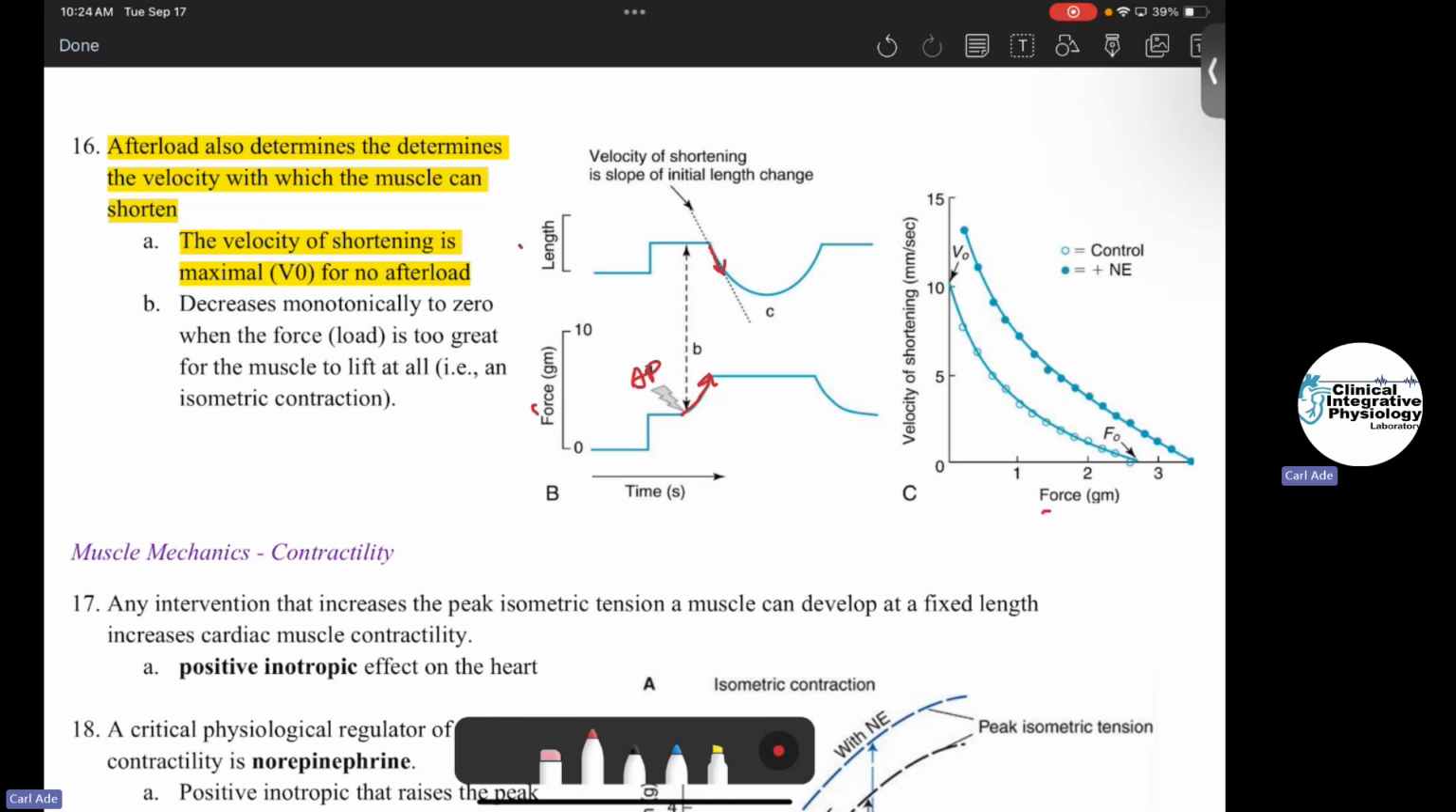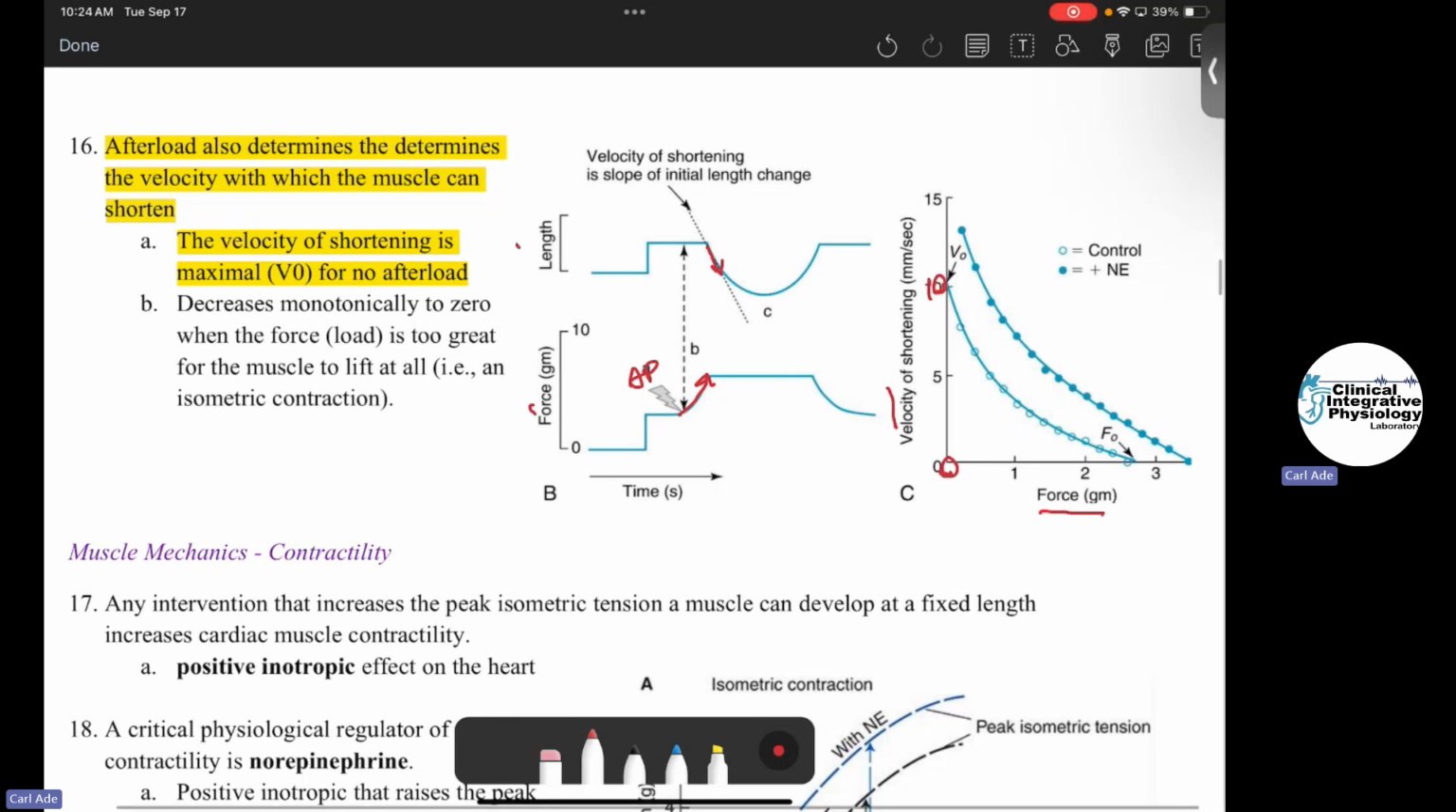And if we look at the force velocity, if I have force at 0, so I'm taking away all work that it has to do, the velocity is really, really high up here around 10. Just make sure you can see where I'm at. And then as I increase the force and increase the afterload, the velocity of shortening decreases. And what we'll see coming up in the next point, we can change this relationship between force and velocity with things like norepinephrine.